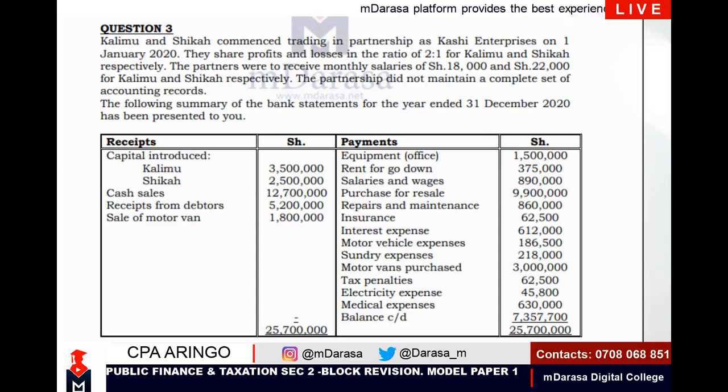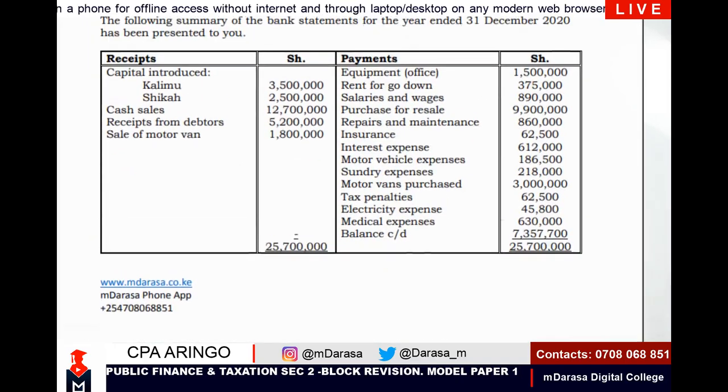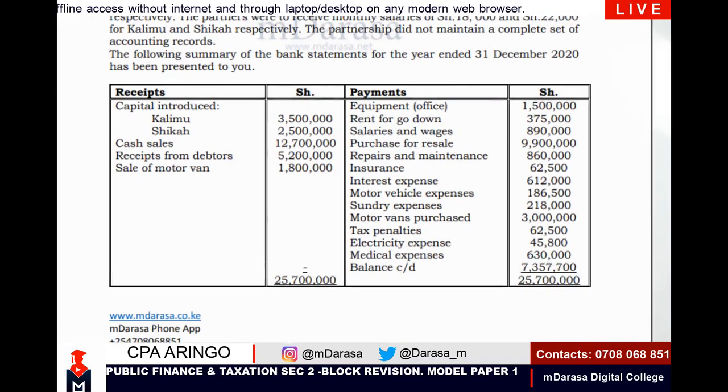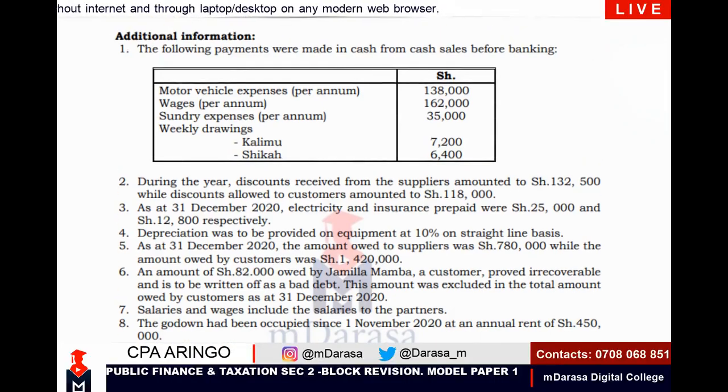The partners were to receive monthly salaries of 18,000 and 22,000 for Kalimu and Shika respectively. The partnership did not maintain a complete set of accounting records. The moment I've seen that, the concept of incomplete records should click at the back of our mind. Then we are told about our receipts and our payments. Then the other part you are told, additional information. Believing that you're taking a screenshot, so that it will be very easy for us to work it out. Additional information you are told, the following payments were made in cash from cash sales before banking.